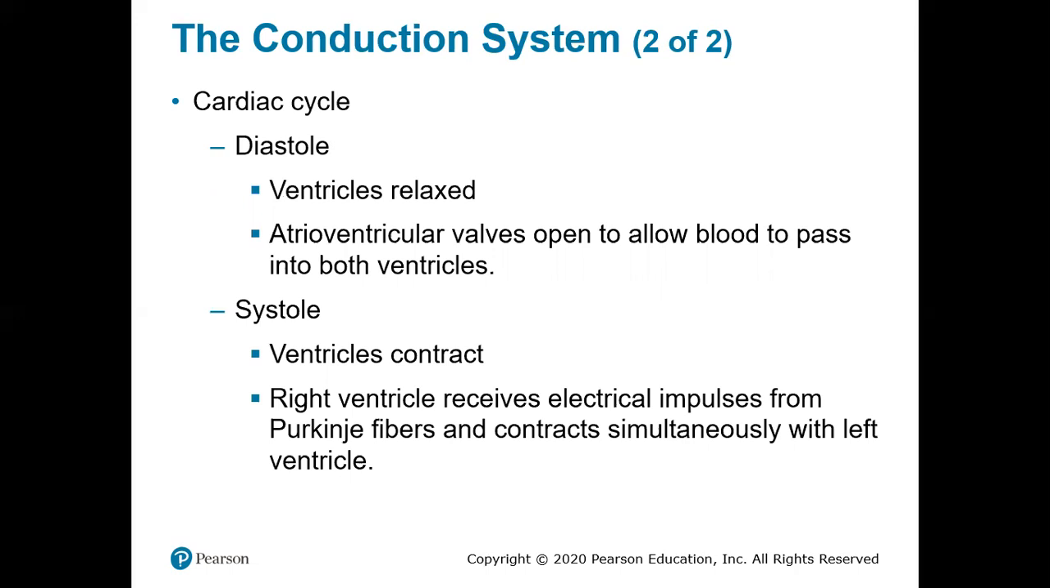So the cardiac cycle consists of diastole, which is when the ventricles are relaxed. Atrioventricular valves open to allow blood to pass into both ventricles. And systole, which is when the ventricles contract. The right ventricle receives electrical impulses from the Purkinje fibers and contracts simultaneously with the left ventricle.